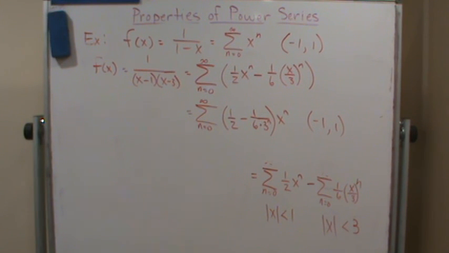Okay, so the interval of convergence for this thing is -1 to 1. And that is the resulting series representation for the function f of x equals 1 over the quantity x minus 1 times x minus 3. And that's it. Have a great day.